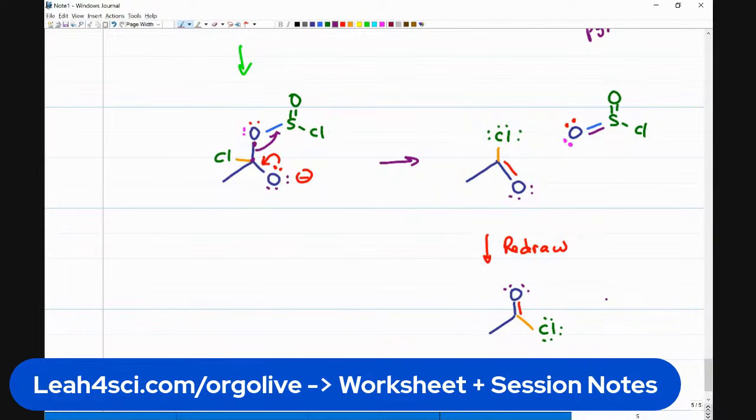My acid chloride, and then somewhere off in solution, I'm going to redraw this, just looking a little bit less nuts, is a sulfur, double bound oxygen, single bound chlorine, double bound oxygen, a very, very good leaving group, which is why this whole thing was able to happen. That was a lot. A lot.